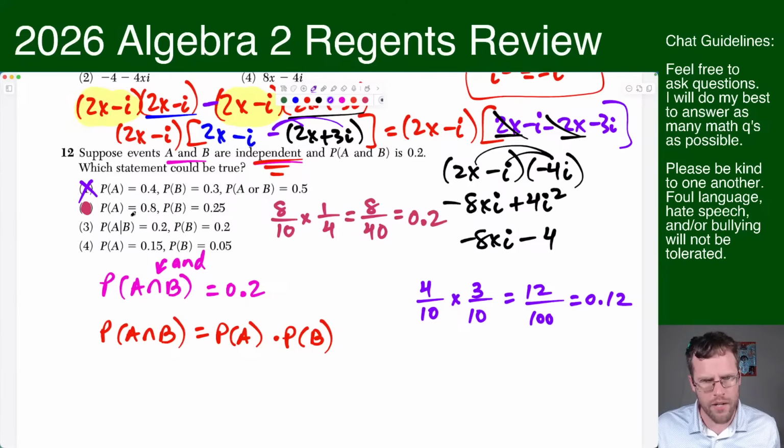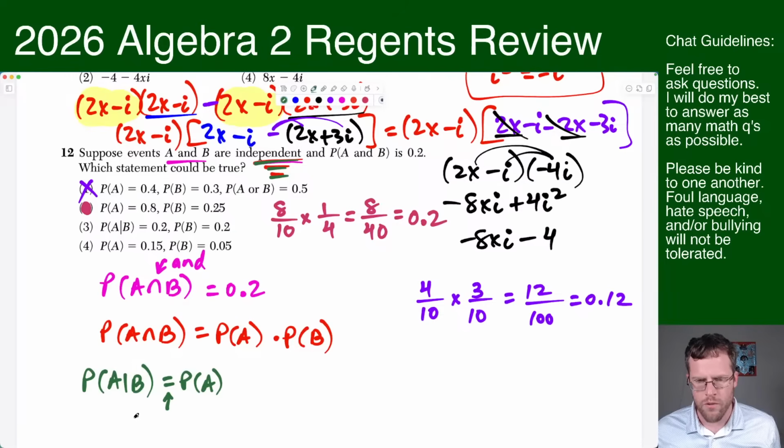Now this one, why not choice 3? So this is where things get a little tricky. Well, if A and B are independent, that means the probability of A given B has occurred equals the probability of A. And this is because A and B are independent.